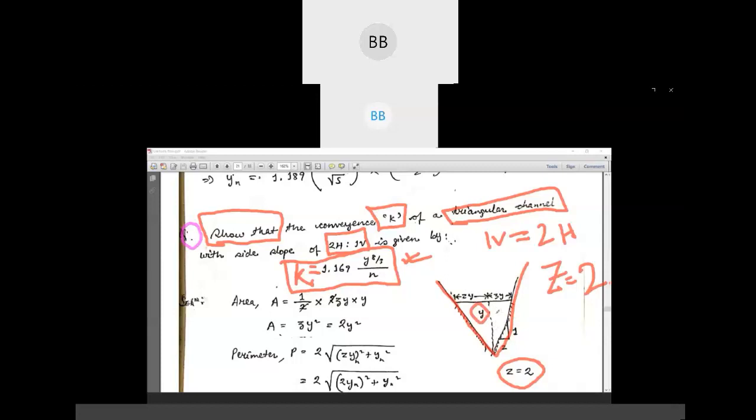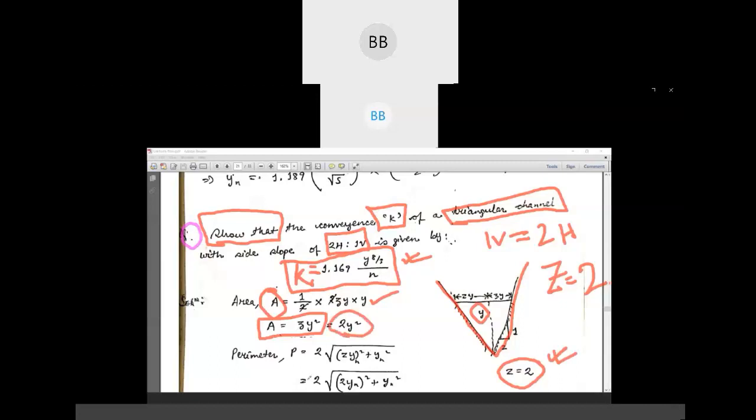Again we are going to use the area equation, half into base into altitude. So this is half, then definitely the top width will be twice zy, multiplied by the depth of flow. So area is equal to zy square, and z is 2 in this case, so twice y square.